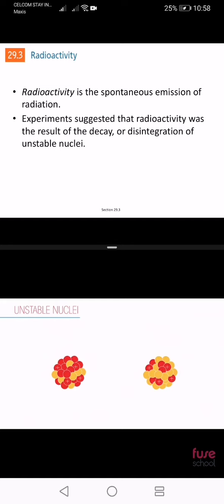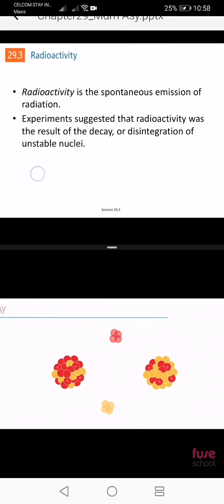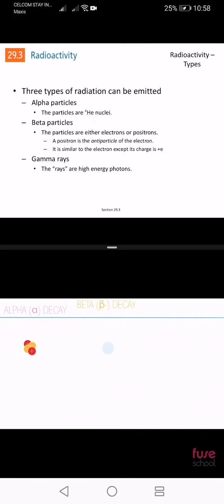Unstable nuclei either have too many protons or too many neutrons, upsetting the strong nuclear forces. Unstable nuclei try to balance themselves by giving off the excess proton or neutron. This is radioactive decay. Unstable nuclei are radioactive and emit radiation. There are three types of decay: alpha decay, beta decay minus, or beta decay plus.